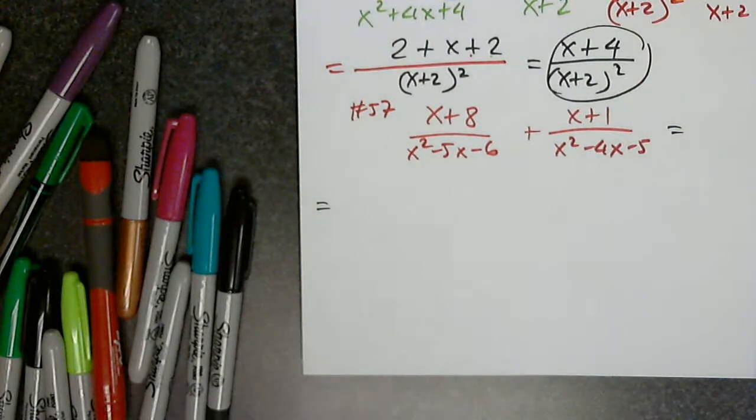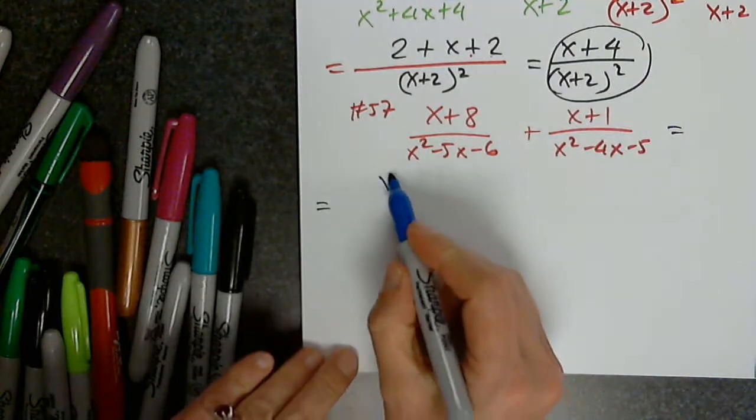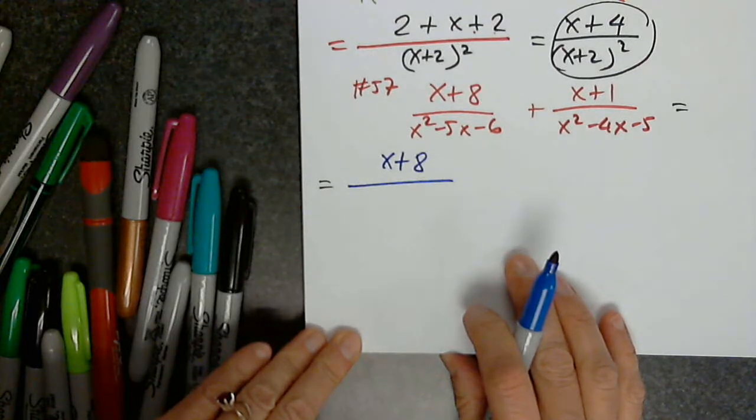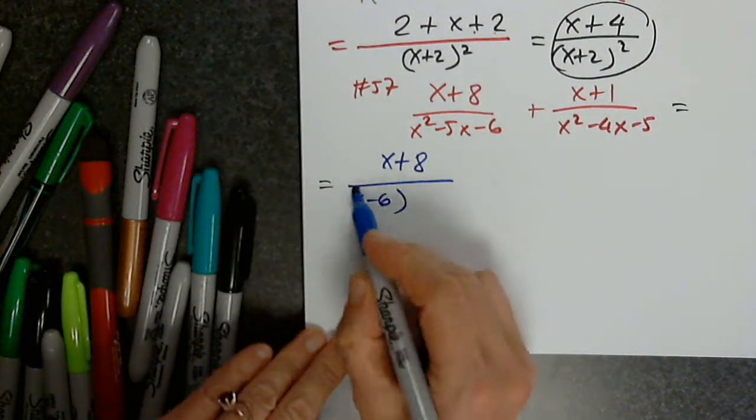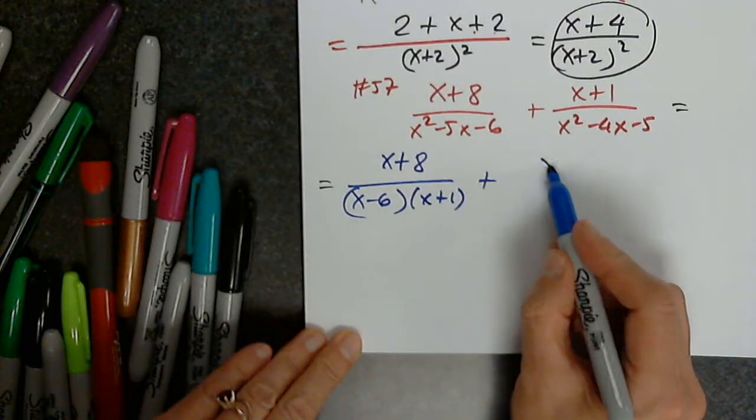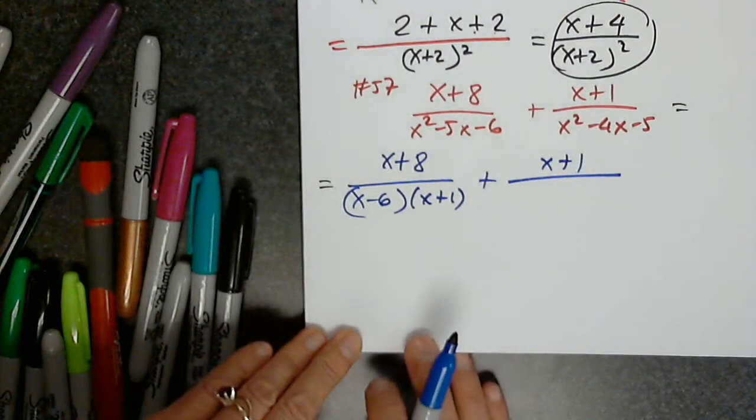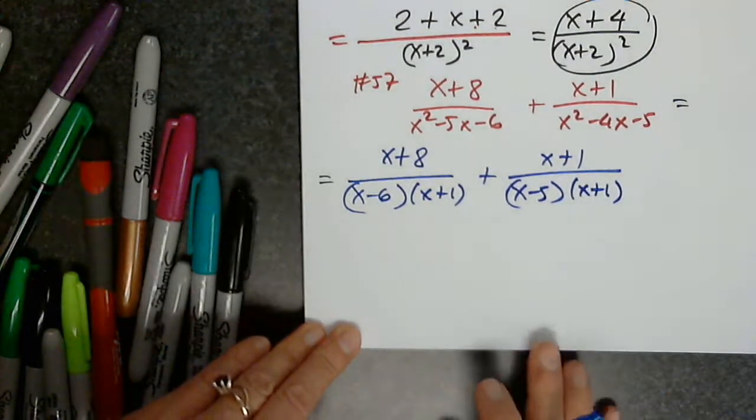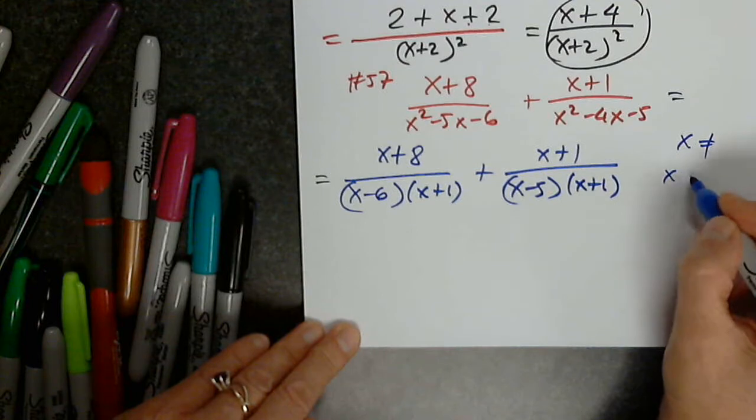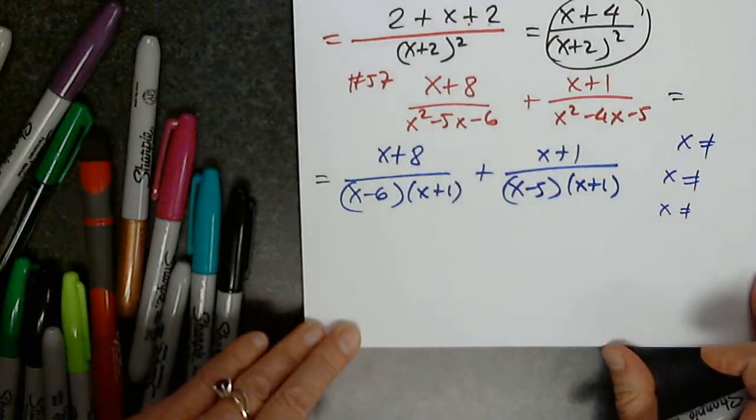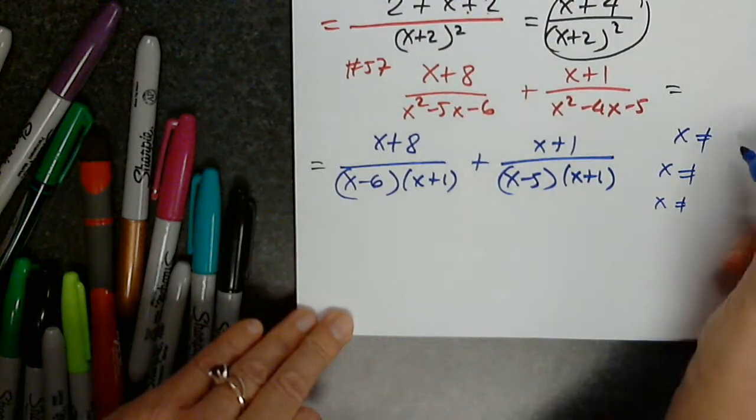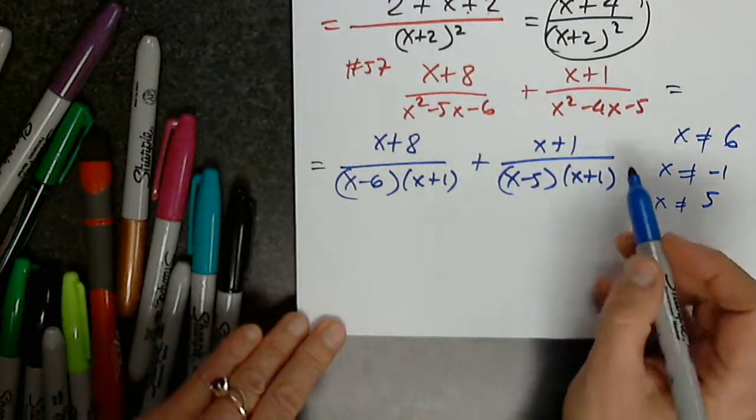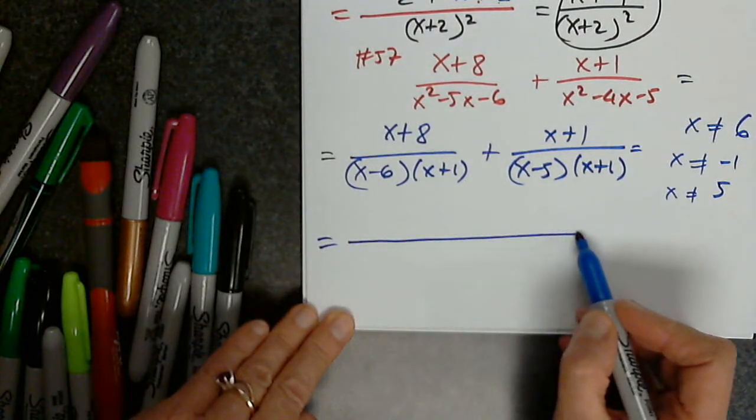Okay, so let's start. What is the factor form of the denominator? x minus 6, x plus 1. Perfect. Plus x plus 1 over x minus 5, x plus 1. Indeed. So you're going to give 3 restrictions then. There are 3 different factors. You're going to say 6, -1, and 5. Agreed?